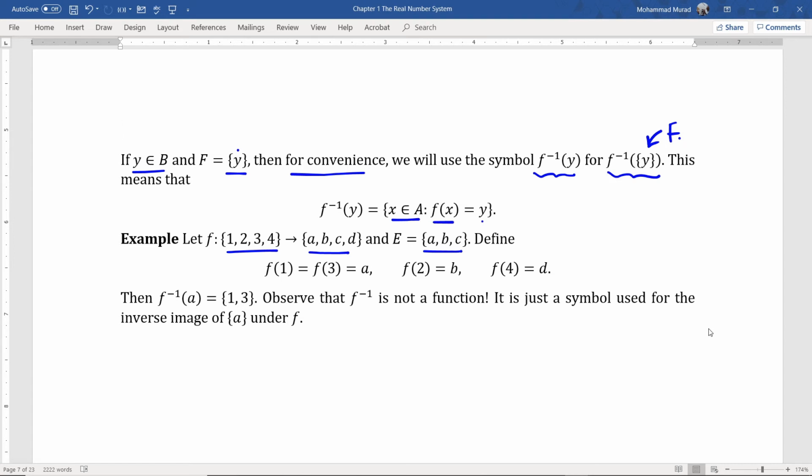For example, f is a function from one set to another set, and E is some subset of the codomain, just like before. Then we can calculate the inverse image of a under f: the set of all elements in A, the domain, whose output under f gives us a. And we see, by definition, the elements are only 1 and 3, because f at 1 is a and f at 3 is also a. We also observe that f inverse is by definition not a function. It is just a symbol used for the inverse image of the set containing a only under f.